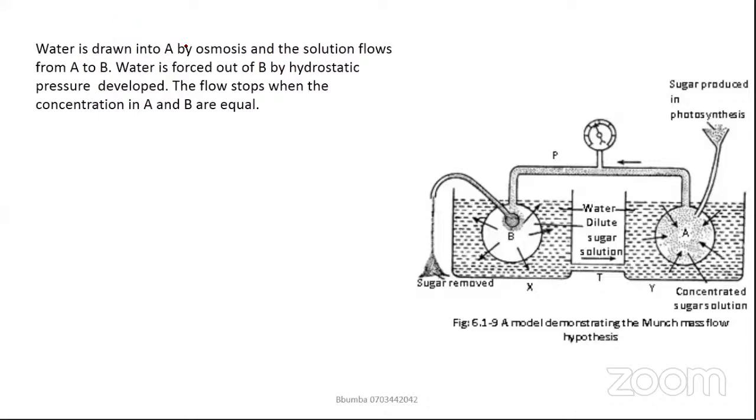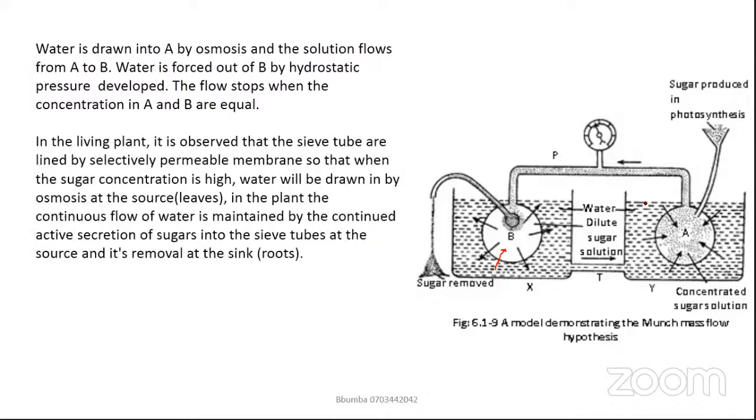So water is drawn into A by osmosis and the solution flows from A to B. Water is forced out of B by hydrostatic pressure developed here as a result of water entering from the beaker by osmosis. The flow stops when the concentration of A and B is the same, but this never happens in nature. I'm still explaining the same thing, but in different dimensions, so that you can be able to understand. Many people may not understand this.